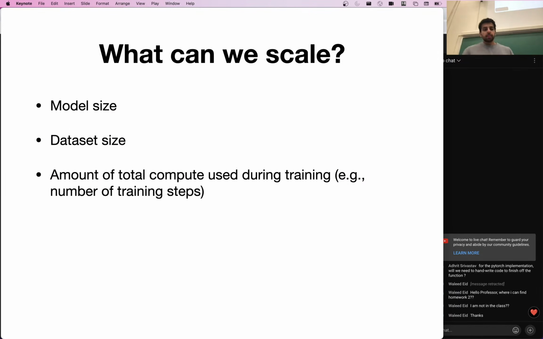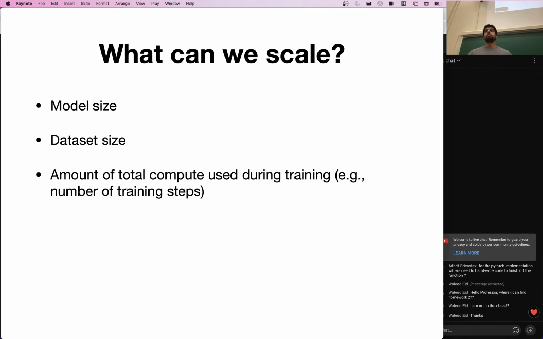Okay. So now let's turn to what can we scale, right? The model size is the most obvious thing, but also, as I mentioned, the data set size and the amount of total compute. Most people are mainly concerned with the latter, right? Because it's the most practical thing.